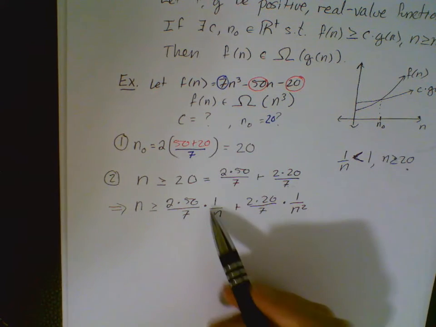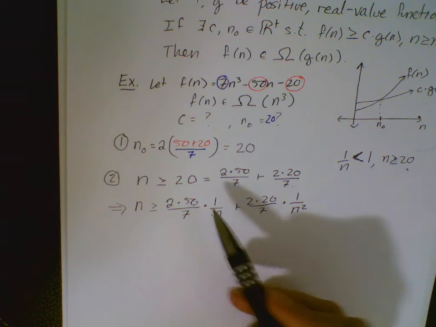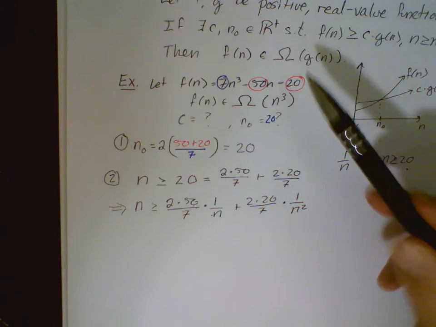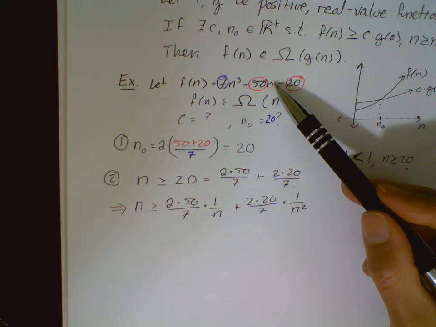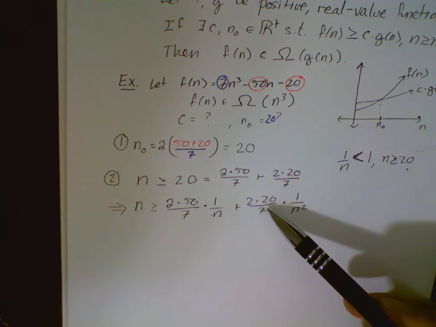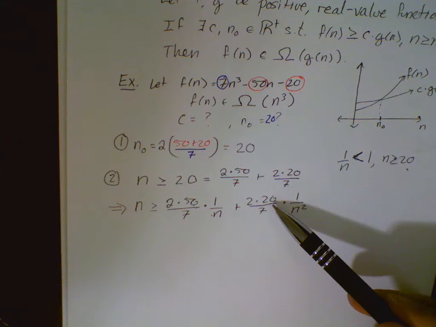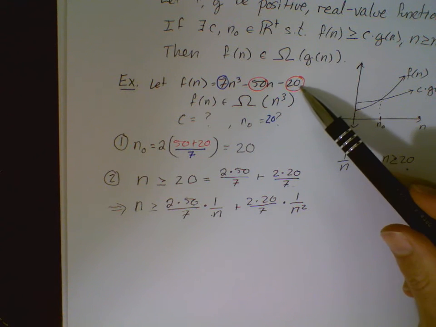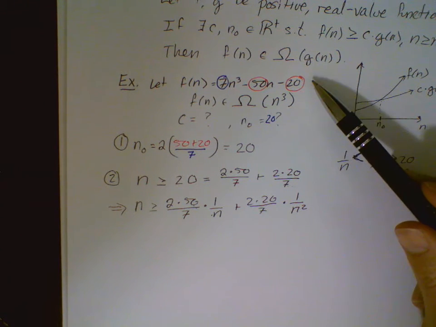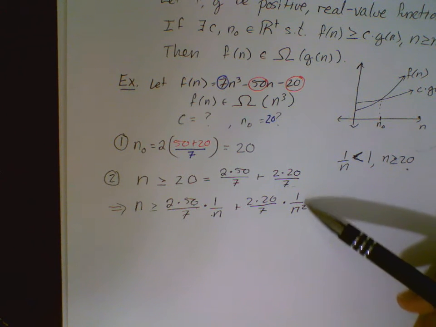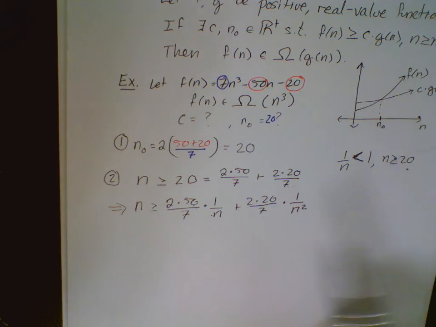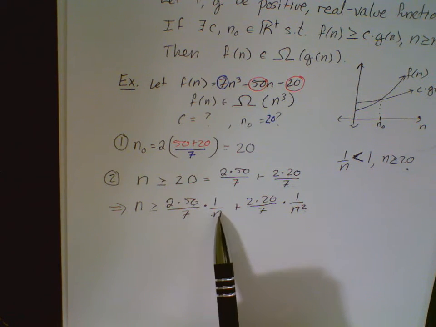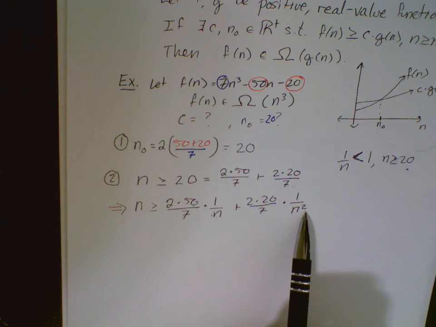And if you notice, the first term corresponded to the coefficient of 50, and 50 was multiplied by n to the first. The second term corresponds to the coefficient negative 20, and on that one, the n was n to the 0th, it was the constant, and we're multiplying by 1 over n squared. So we're seeing this increasing degree on n in the denominators of our factors here.